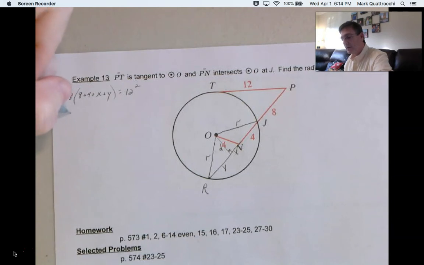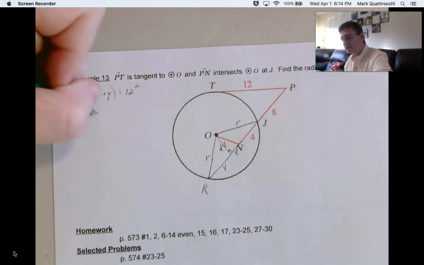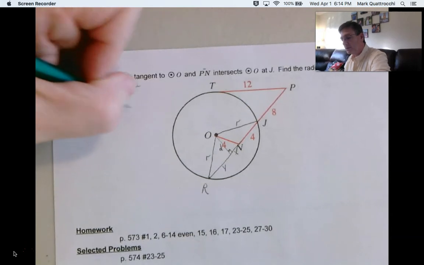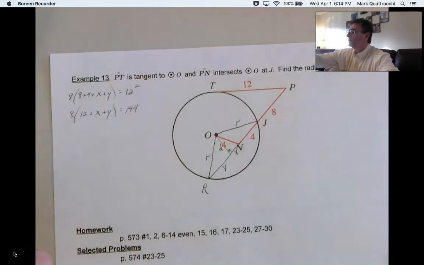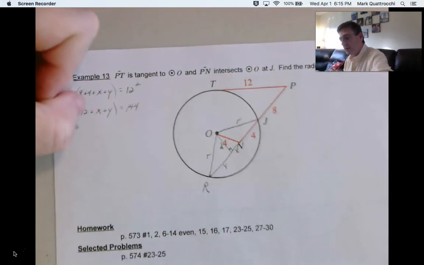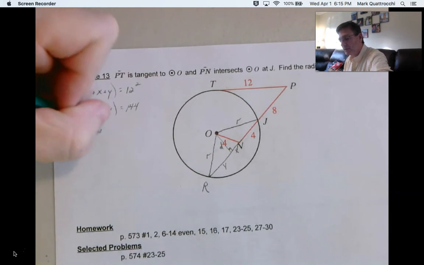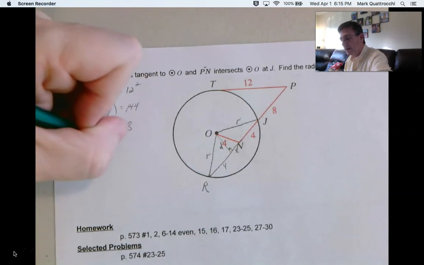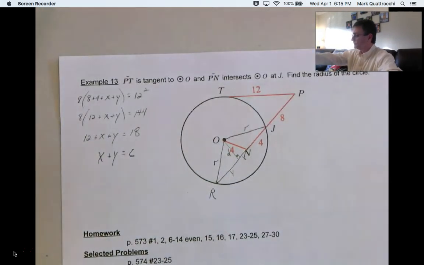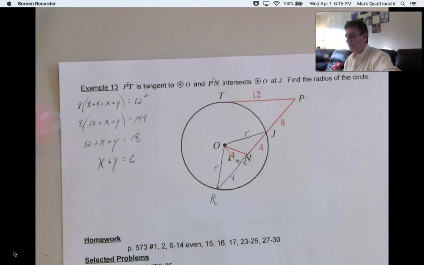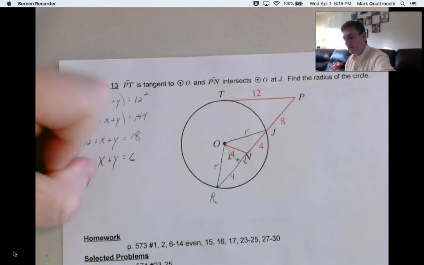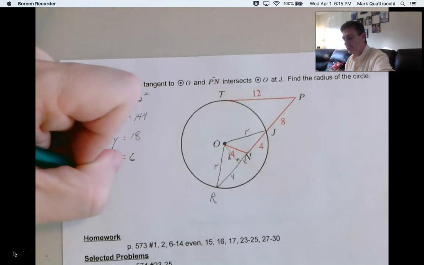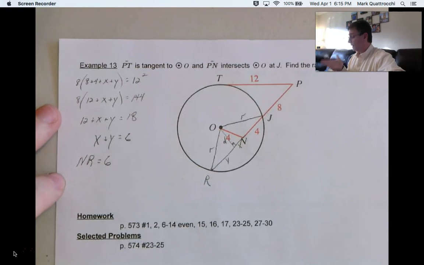Okay. 8 times 12 plus x plus y equals 144. 144 divided by 8 is 18. So 12 plus x plus y equals 18. X plus y equals 6. Which means segment NR is equal to 6. Okay, how does that help us?